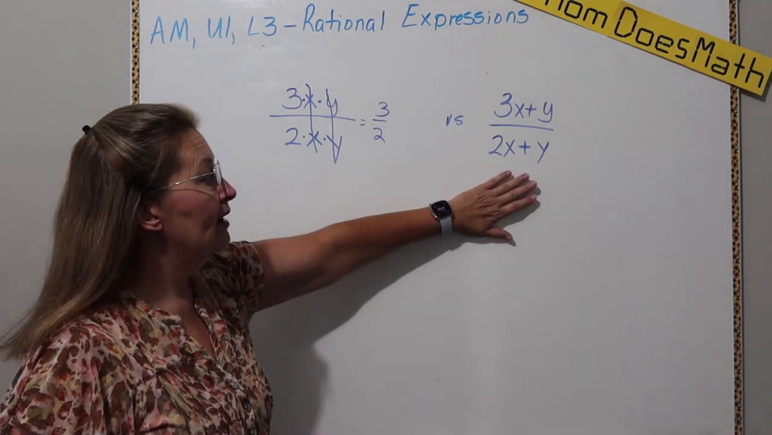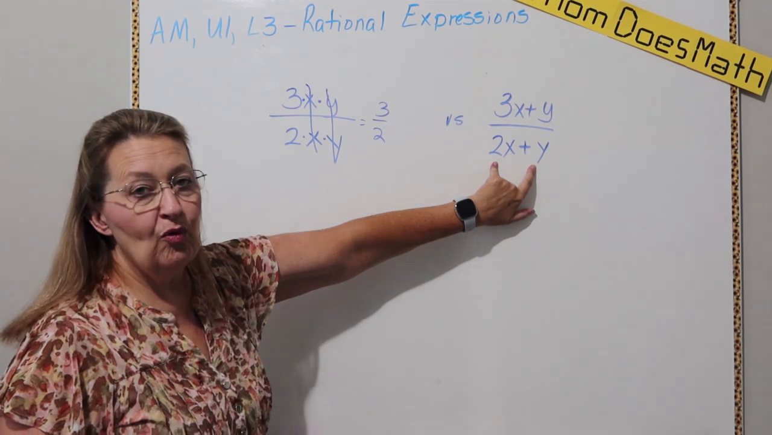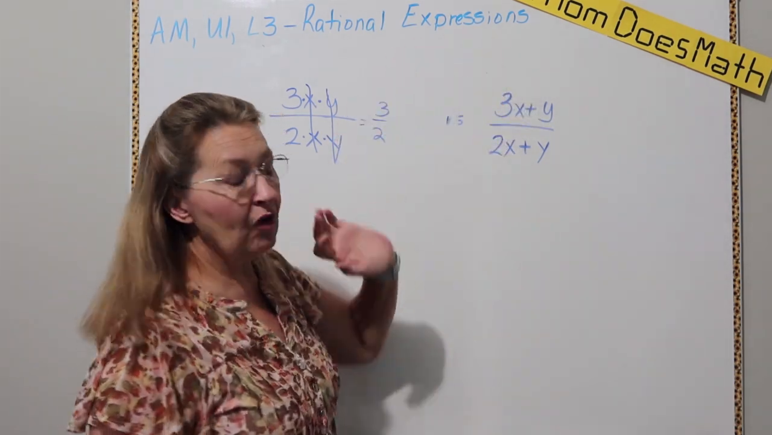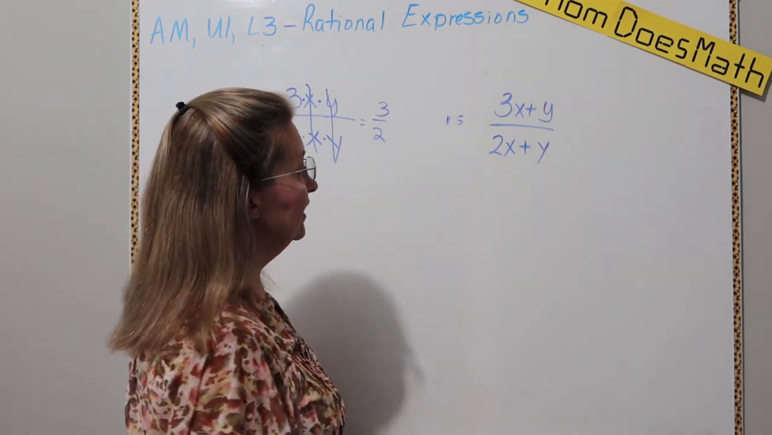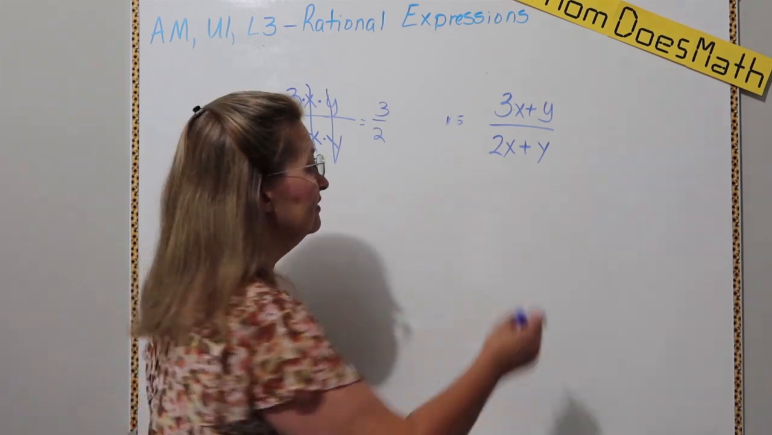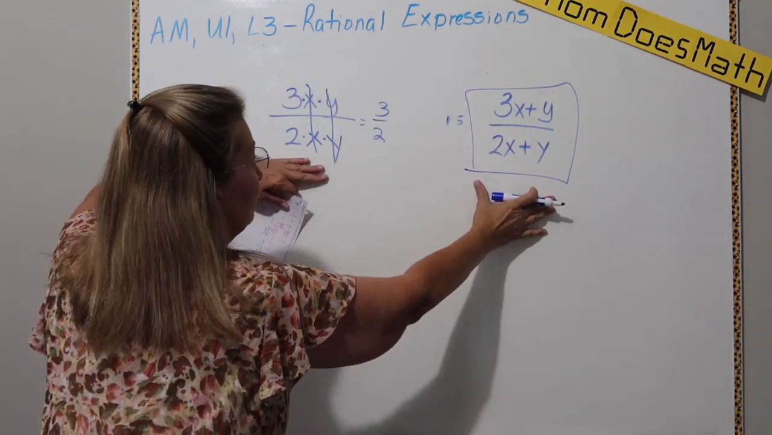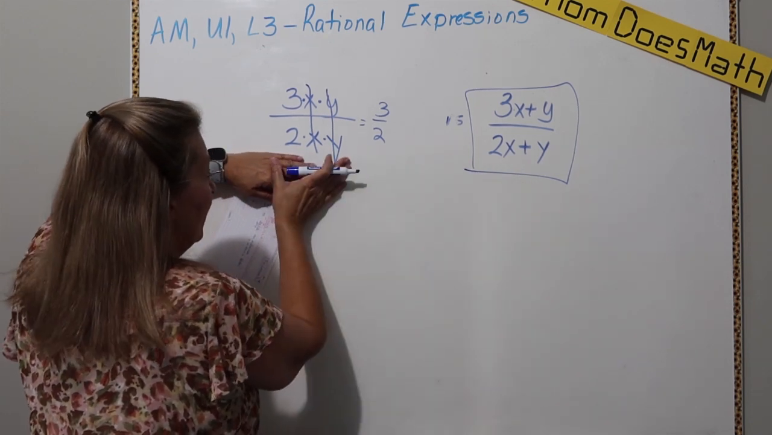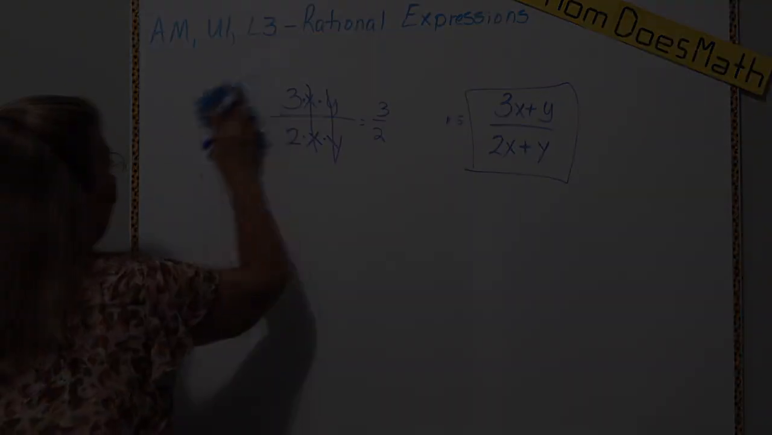Now look at this one. 3x plus y and 2x plus y. These are not factors anymore, they're terms. So you cannot cancel. Y is not multiplied times 3x, it's added. So you can't cancel that. What can you cancel here? Absolutely nothing. This is already in simplest form. So I want you to look at the difference between factors and terms. Factors can cancel, terms cannot.